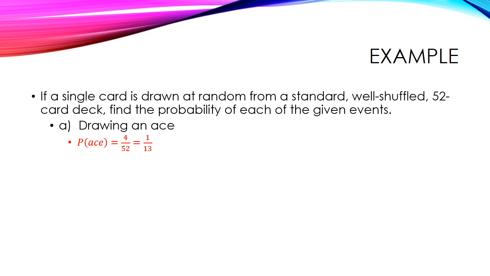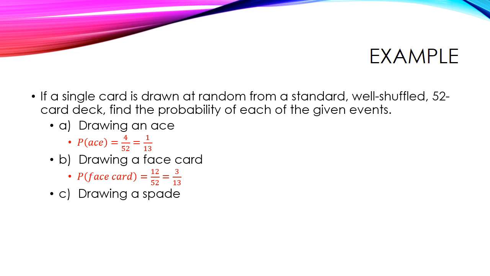All right, we have 4 aces in a deck out of 52 cards, which gives us a probability of 1 out of 13, 1/13. Now try finding the probability of drawing a face card. There are 3 face cards per suit, and there are 4 suits, so we have 12 face cards in a deck. So 12 over 52 gives us 3 out of 13.